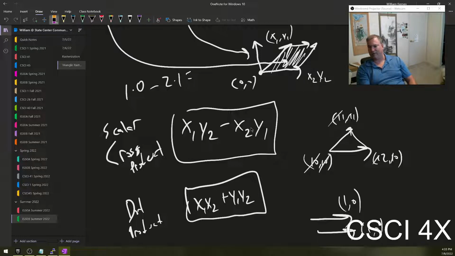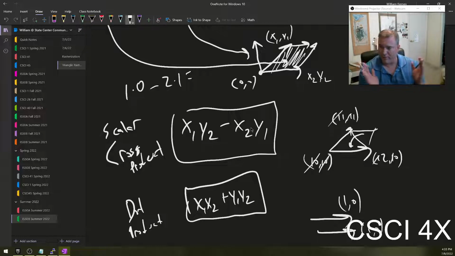Cross product is useful for telling if something is rotated clockwise or counterclockwise. And it's also useful for calculating area, like this. It computes the area of the parallelogram, right? But to get the triangle, you just divide by 2.